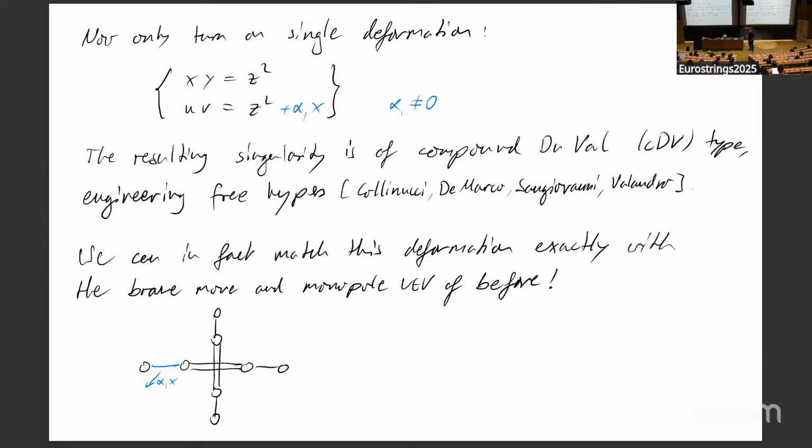Okay, so now we can turn on just a single deformation. I picked that xy = z squared stays the way it is, and uv = z squared gets an additional alpha_1 x, where this alpha_1 is not 0. So the singularity that remains, if we analyze the singular part, is actually a so-called compound Du Val singularity. And these compound Du Val singularities engineer free hypermultiplets. This we can get from a paper of Collinucci, Marcos, Giovanni and Valandro. And so again, this fits with the side of the brane webs and the magnetic quivers. We're left with free hypers. Everything is consistent. That's nice, it is what we expect.